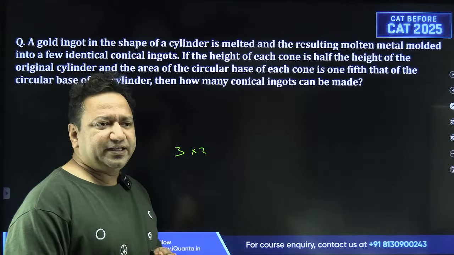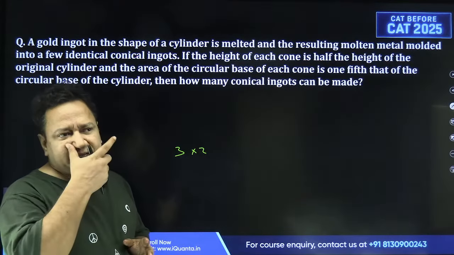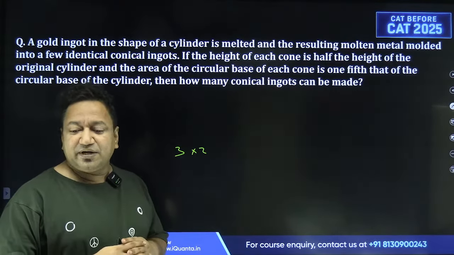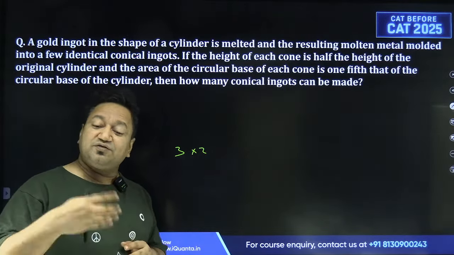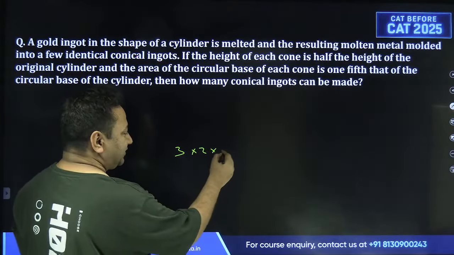Then it says the area. Now area is a square unit, okay, pi r square. But here they have made our life easier by not giving the ratio of r, but by giving the ratio of area itself. How stupid are they? So we multiply that by 5 as well. And I got the answer.